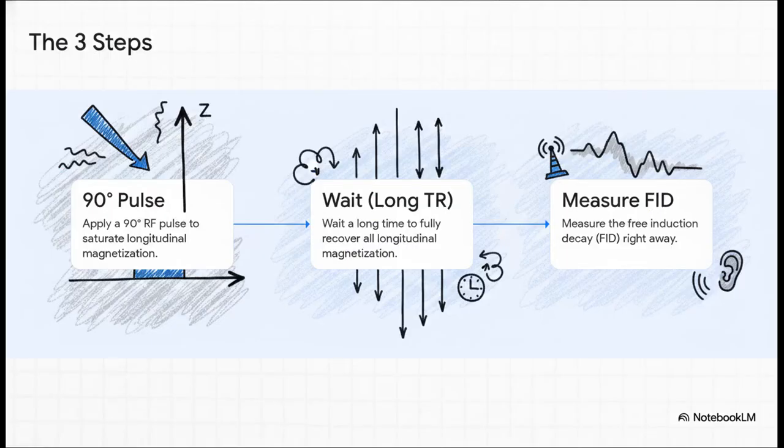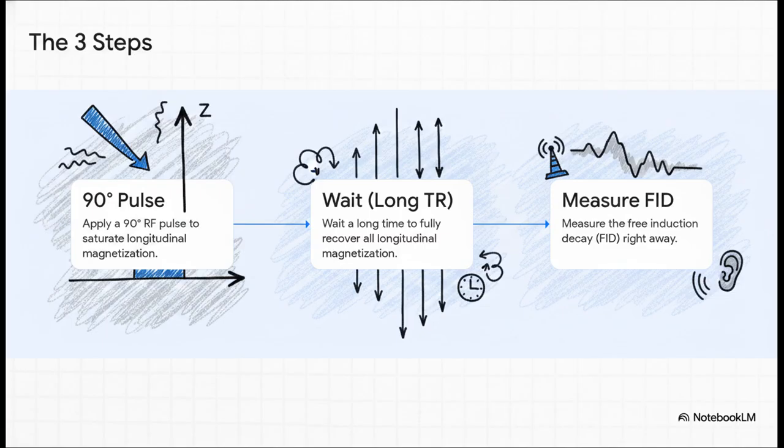This whole process happens in three distinct, very logical steps. Step 1. The machine applies a 90-degree RF pulse. This takes the longitudinal magnetization, which normally points straight up along the z-axis, and knocks it completely flat into the transverse plane. We call this specific state being saturated. Step 2. We just wait. This long TR allows the protons to realign with the main magnetic field, letting that longitudinal magnetization fully, 100%, recover.